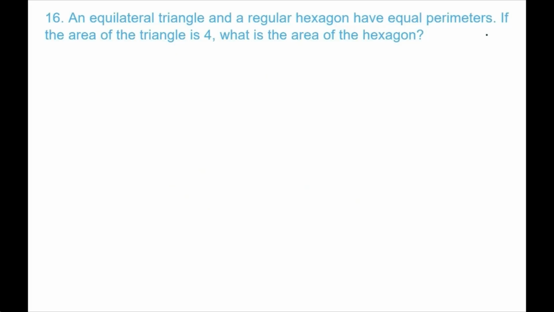Let's move on to problem number 16. Number 16. An equilateral triangle and a regular hexagon have equal perimeters. If the area of the triangle is 4, what is the area of the hexagon? So notice that if the side length of the triangle is equal to x, then the side length of the hexagon is equal to x divided by 2.